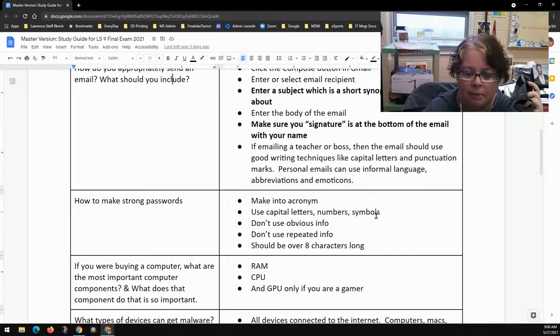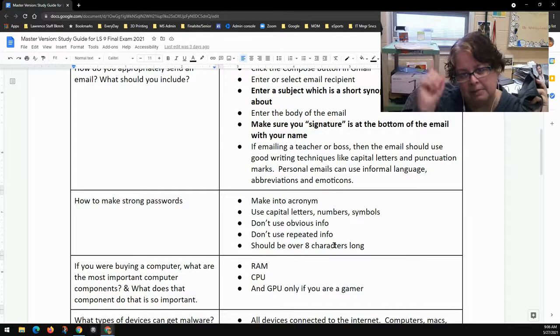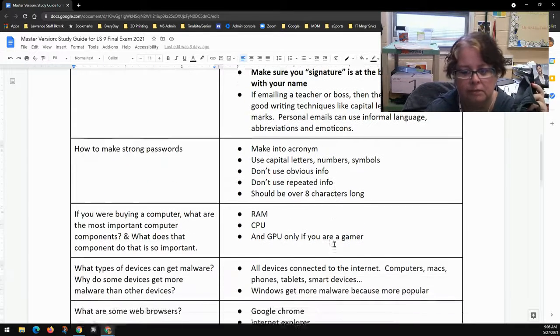Use capital letters, numbers, and symbols. Don't use obvious information, like I wouldn't really use Pearl Jam or Thor in my password. Don't use repeated information like 111, 999, AAA. And it should always be 8 characters or more. Why 8? Because that's the minimum number of characters Google requires.